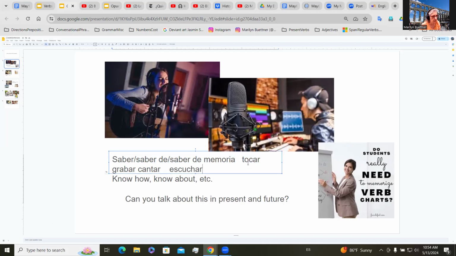Saber de. Let's see if we can, and I've got some possible verbs we're using with that. Saber, saber de, or even saber de memoria, to memorize, yeah? Okay. And we're going to see if we can combine them with these kinds of verbs. Tocar means to play an instrument. Grabar means to record something. Cantar, obvio, sí. Y escuchar, listen, sí.